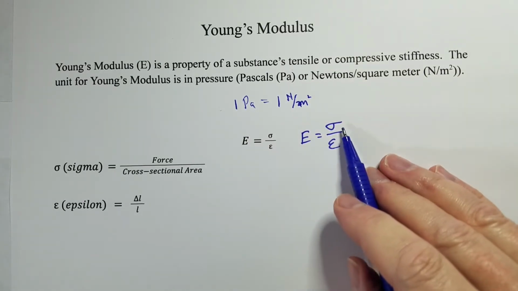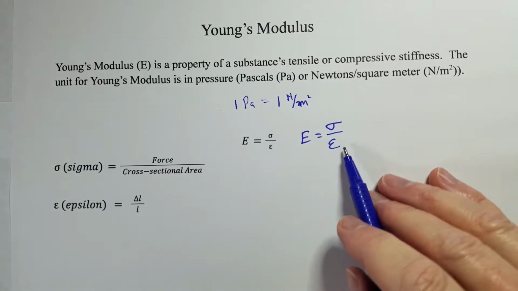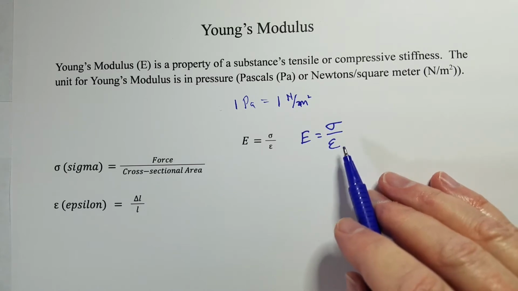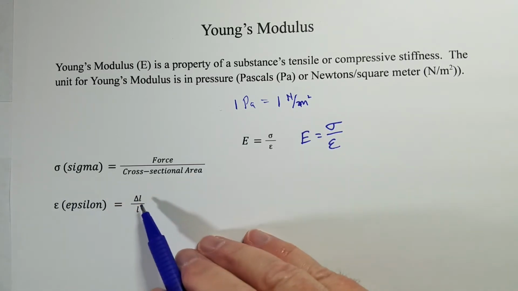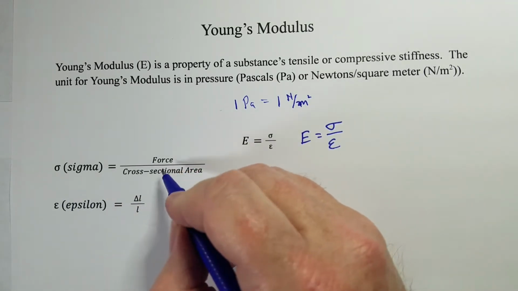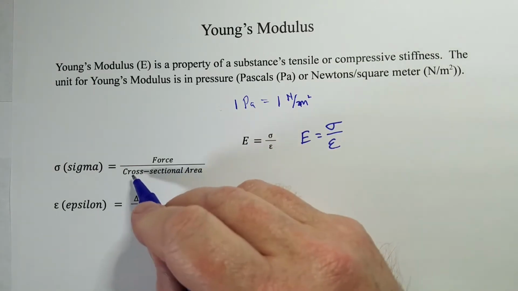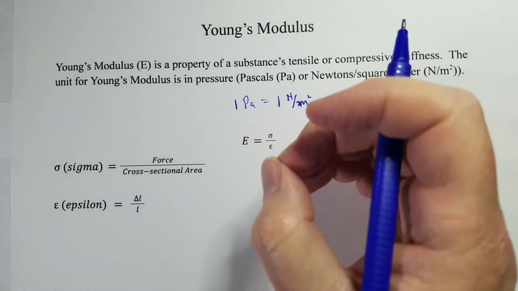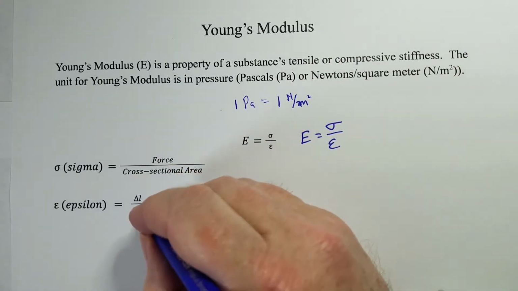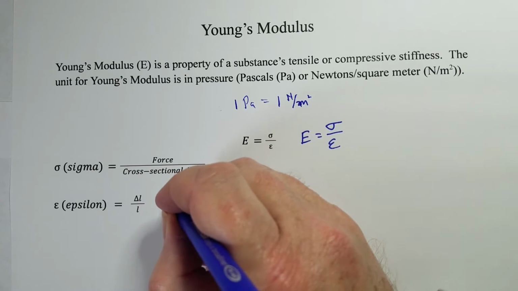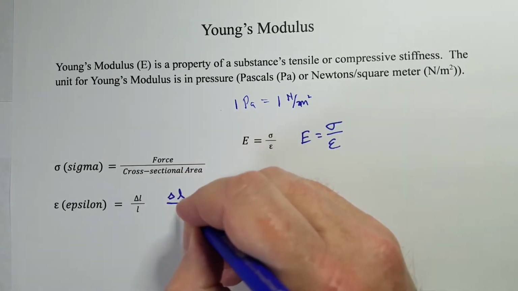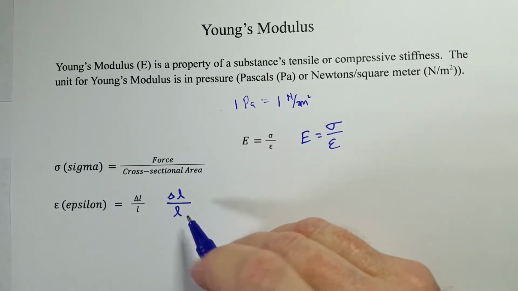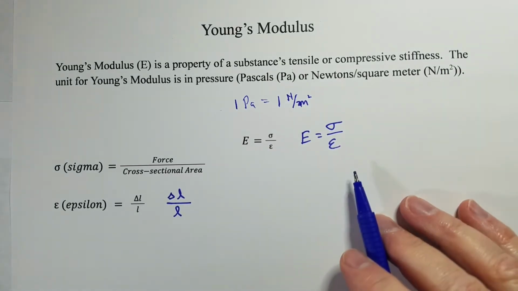And we use sigma a lot for a lot of different things. This time we're using it for pressure. And epsilon, again, we use for a lot of different things, but in this case, it's actually dimensionless. Because sigma is the force we apply to it divided by the cross-sectional area of that material. Usually it's a cylinder or a square or something like that. And then for epsilon, that's the change in length, so how much it's stretched or compressed, divided by the original length.